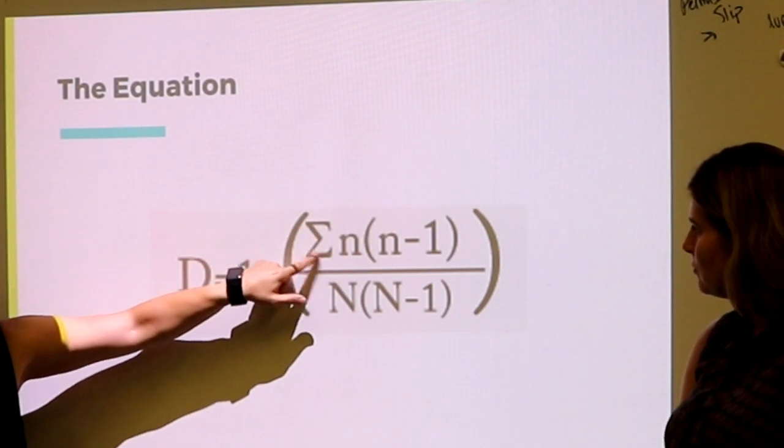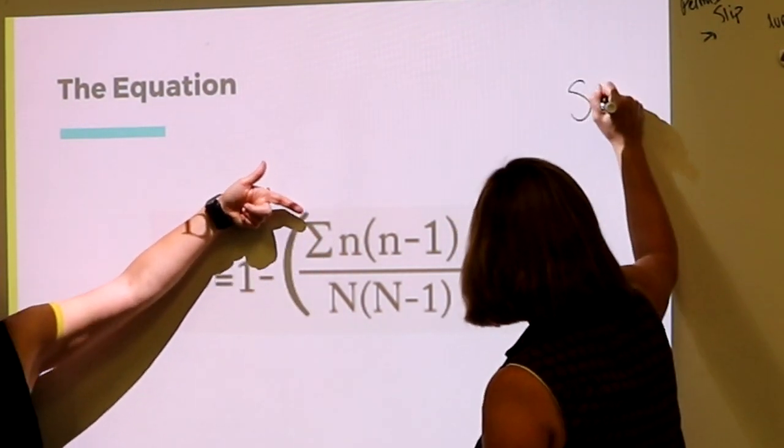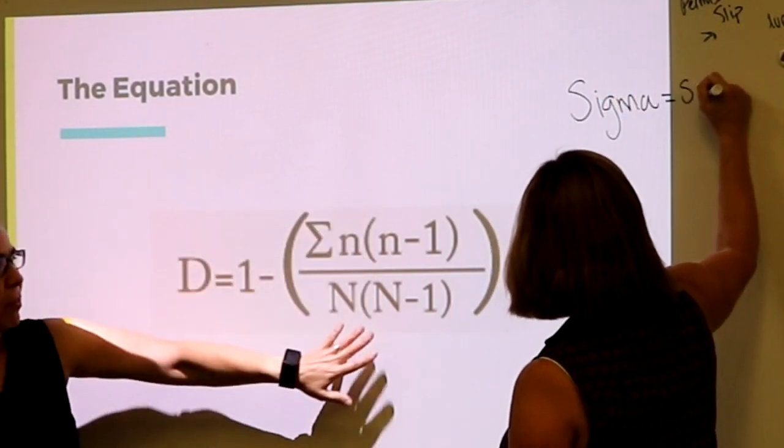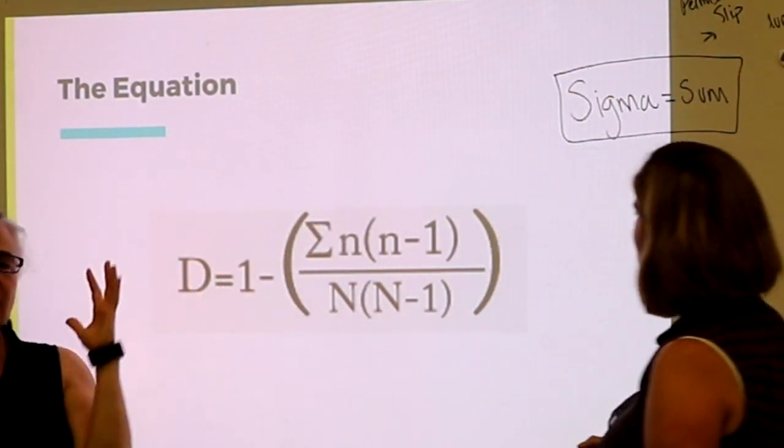And then this symbol right here, the Greek capital sigma, means sum. So this is summing up. We have a product in the numerator, and then we also have a product in the denominator. So as we do each of these calculations, we're going to be summing that product up.